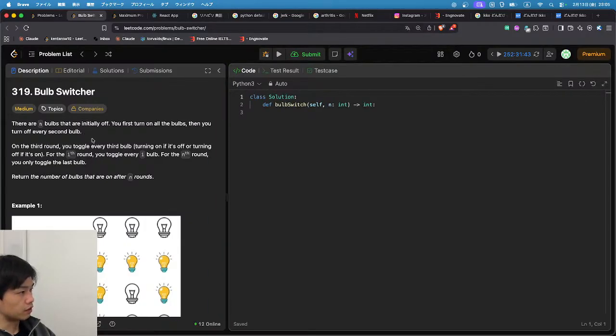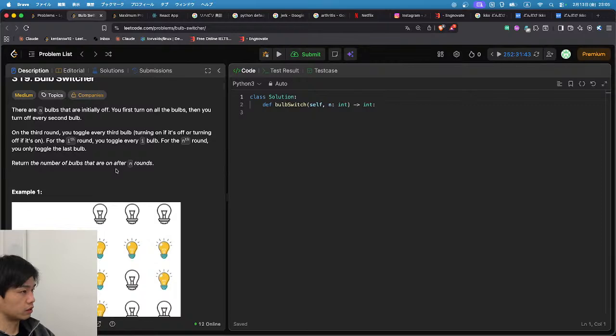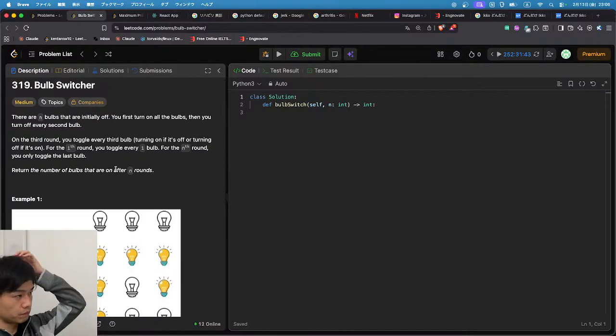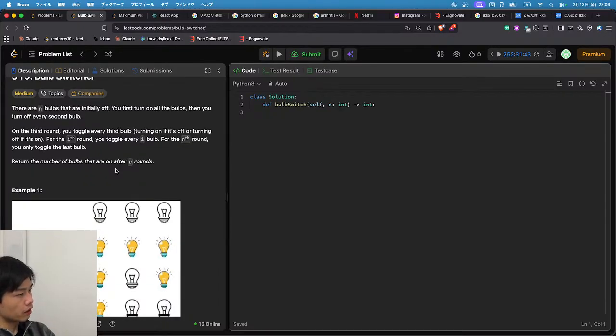There are n valves that are initially off. You first turn on all the valves, then you turn off every second valve. On the third round, you toggle every third valve, turning it on if it's off or turning it off if it's on. For the nth round, you only toggle the last valve.